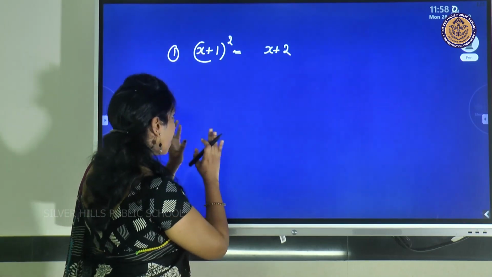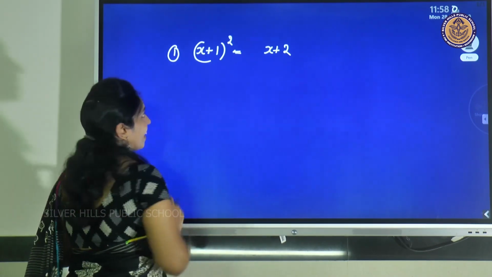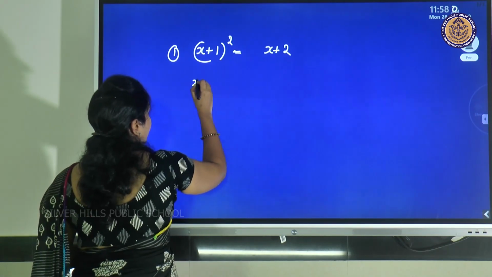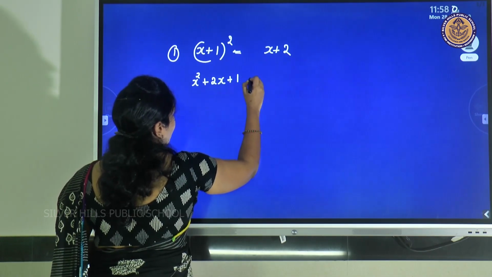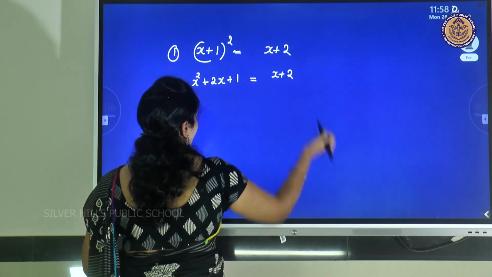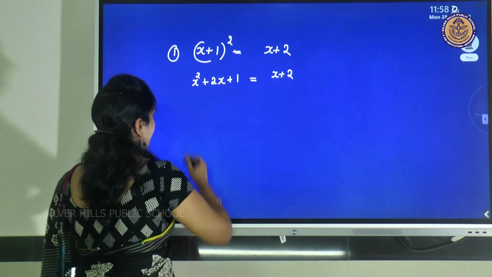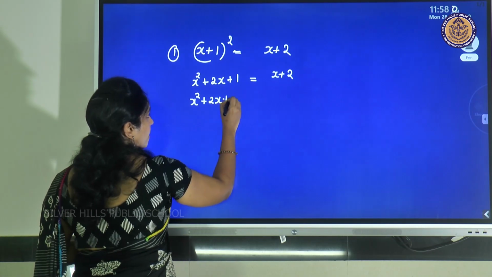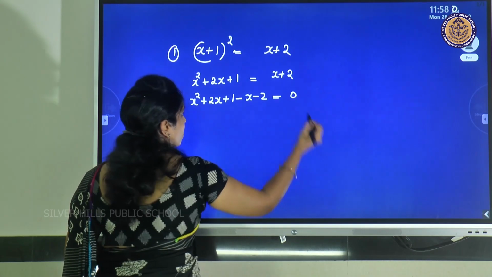So here, if we look, it is not in the standard form. So we will just simplify this. Now when we take the left side, x plus 1 whole square, we all know the expansion of that, it is x square plus 2x plus 1 equal to, on the right side I have x plus 2. Now what to do? We shift all the members to the left side. So I get x square plus 2x plus 1 minus x minus 2 is equal to 0.